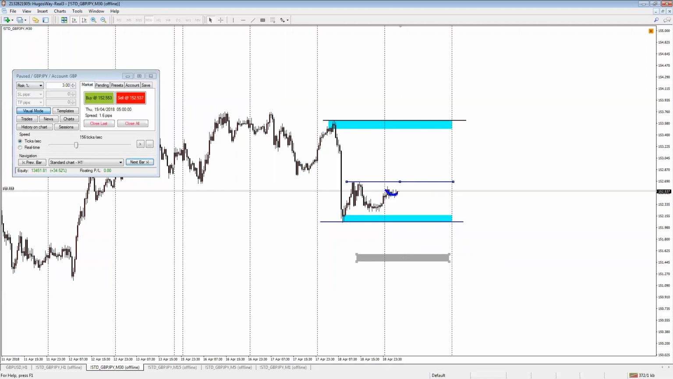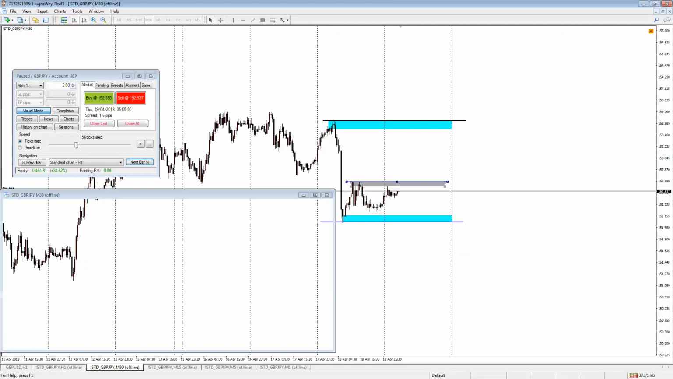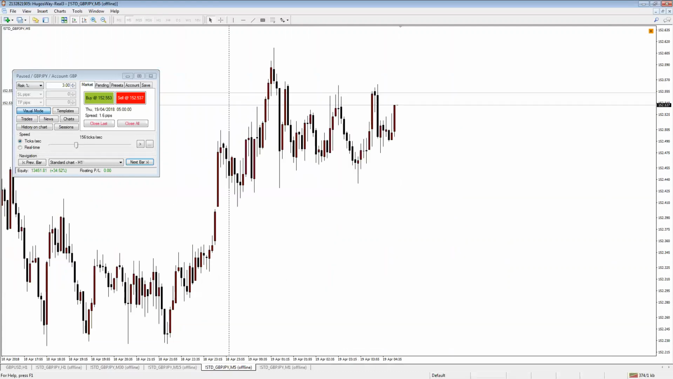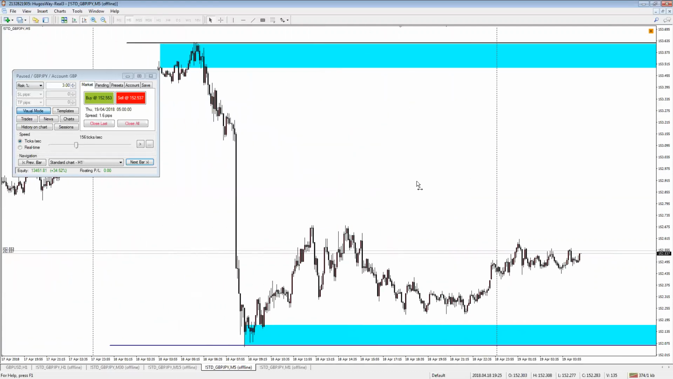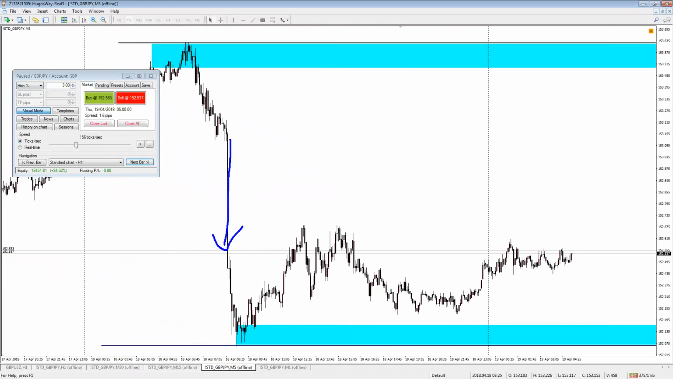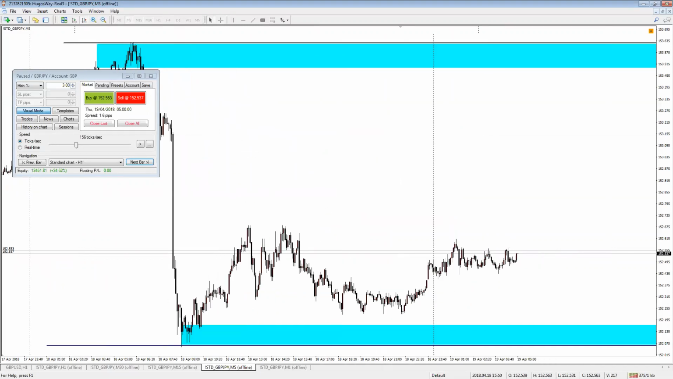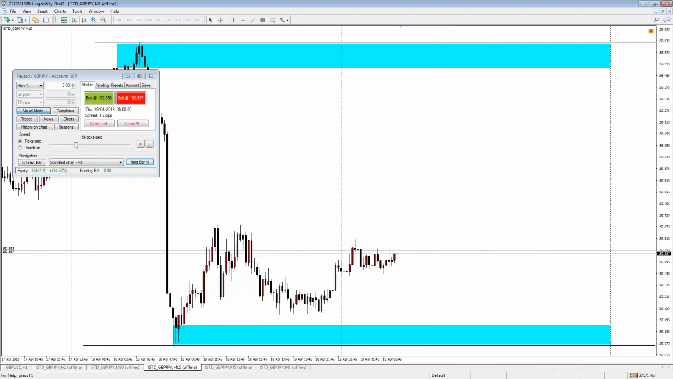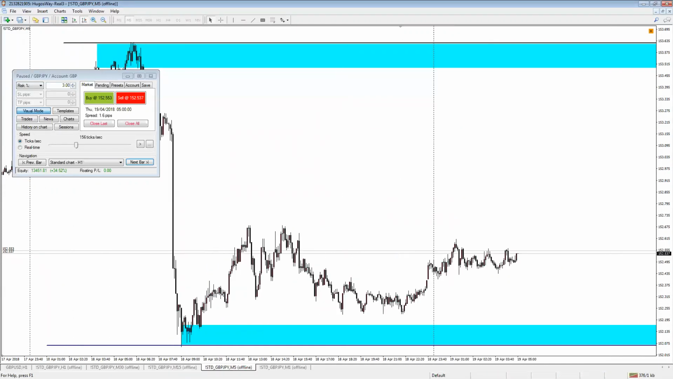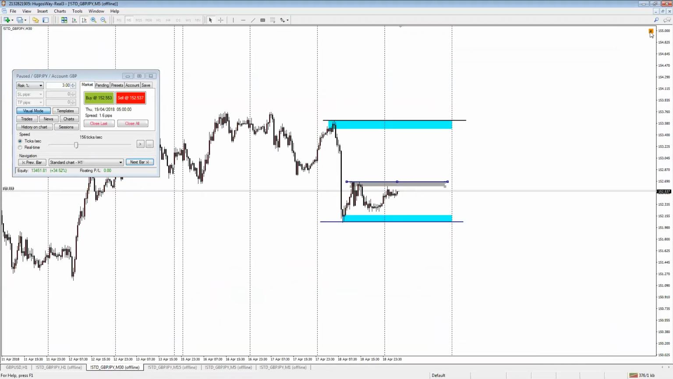I don't really like this consolidation though. We'll see what happened in this area. Do we have 15 minutes? So 15 minutes, nothing. 5 minutes. This is just a straight move. How many pips is this? 70 pips in 5 minutes yesterday. That's insane. Okay, let's copy that.